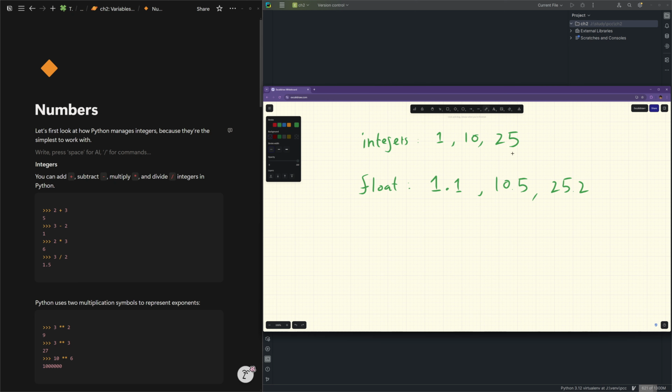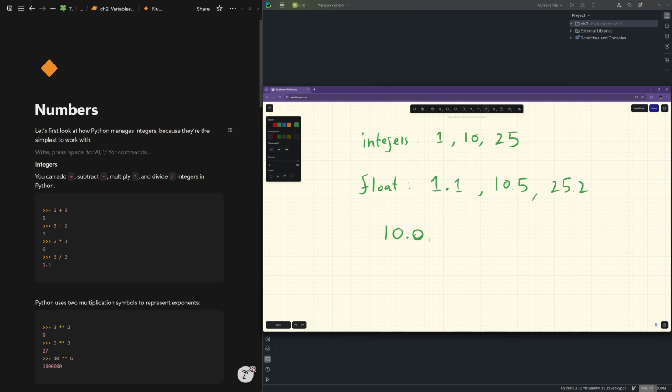For example, the number of students in your class, that's an integer. But if you are measuring the length of something, it can be 10.2 meters, or someone's weight, they could be 50.5 pounds. Though that's a float.